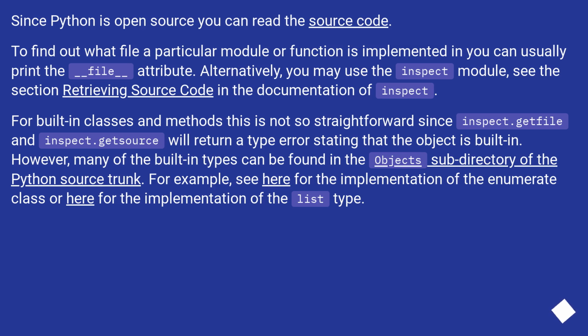For built-in classes and methods, this is not so straightforward, since inspect.getfile and inspect.getsource will return a TypeError stating that the object is built-in. However, many of the built-in types can be found in the Objects subdirectory of the Python source trunk. For example, see here for the implementation of the enumerate class, or here for the implementation of the list type.